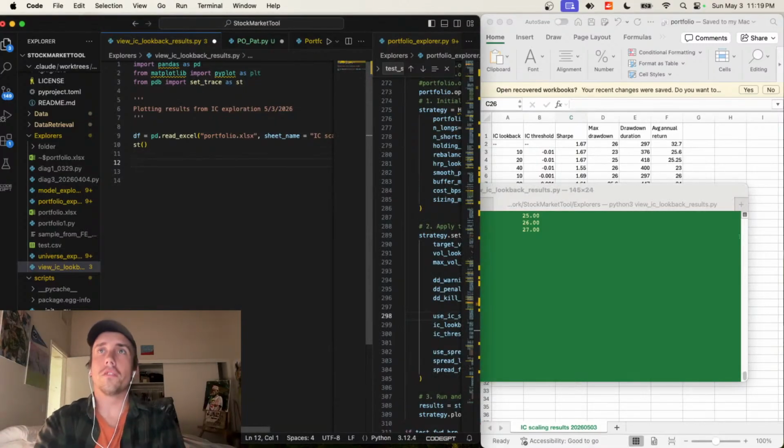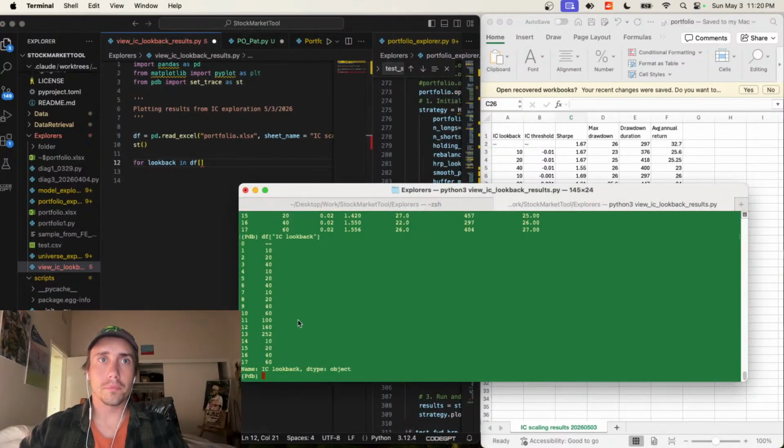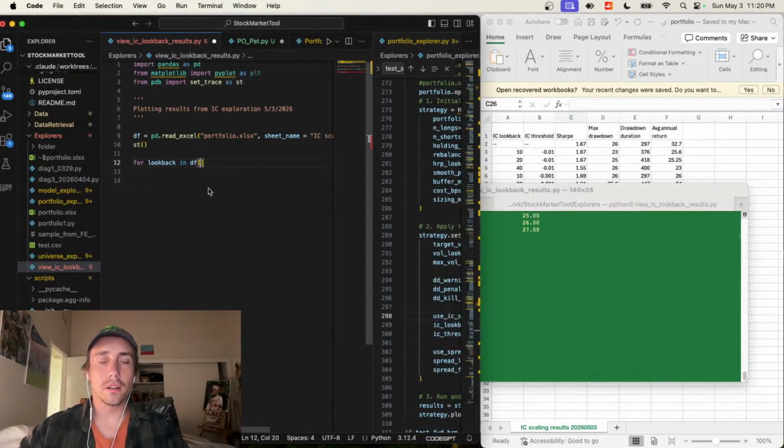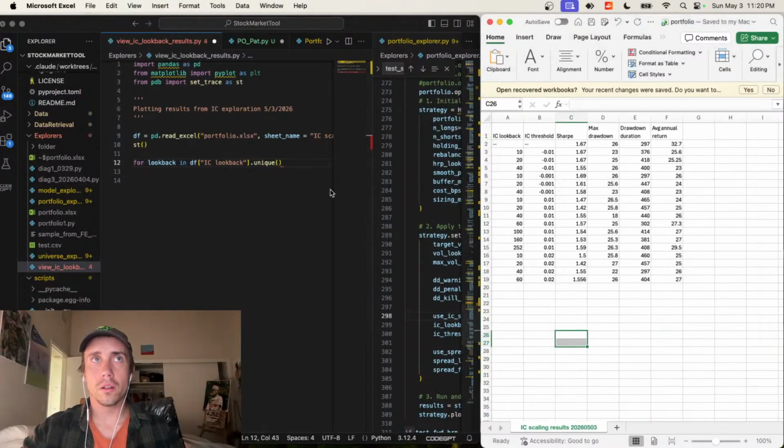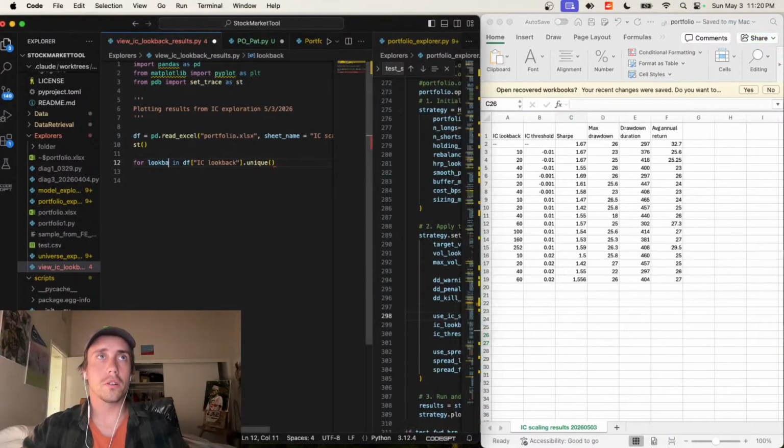So let's see. The first thing is do a different series for each look back range. Yeah, so I'll start with that. So for look back in df of IC look back dot unique, I'll say actually threshold.